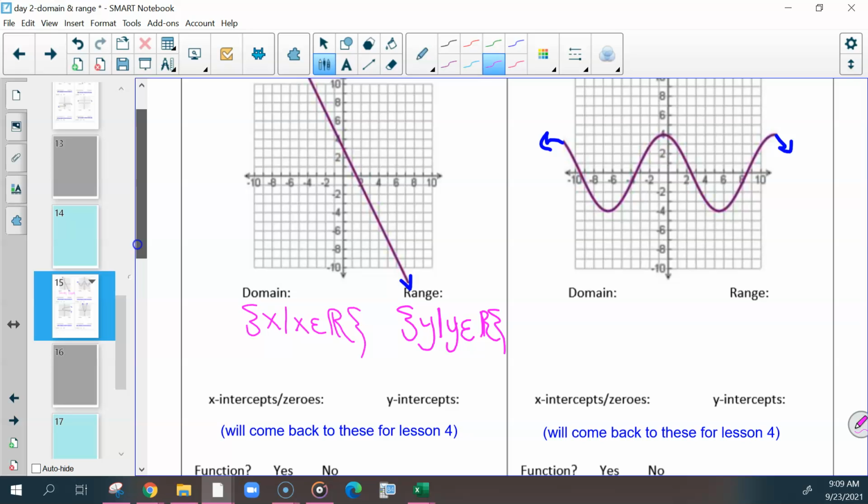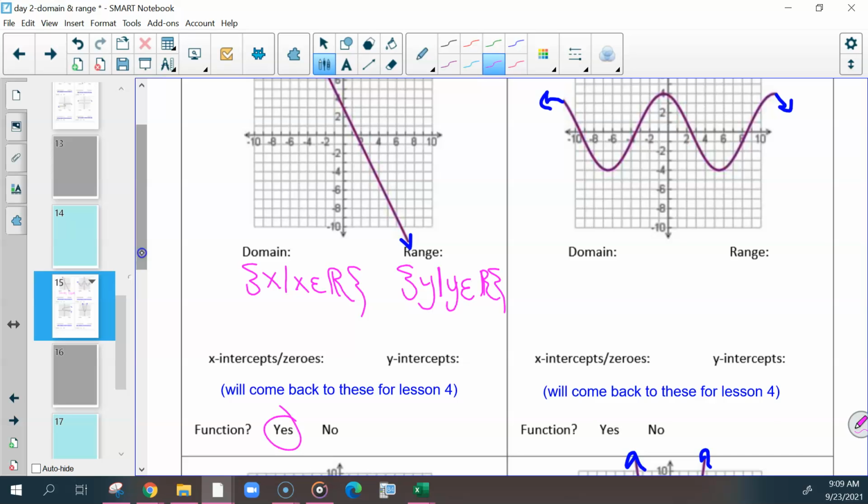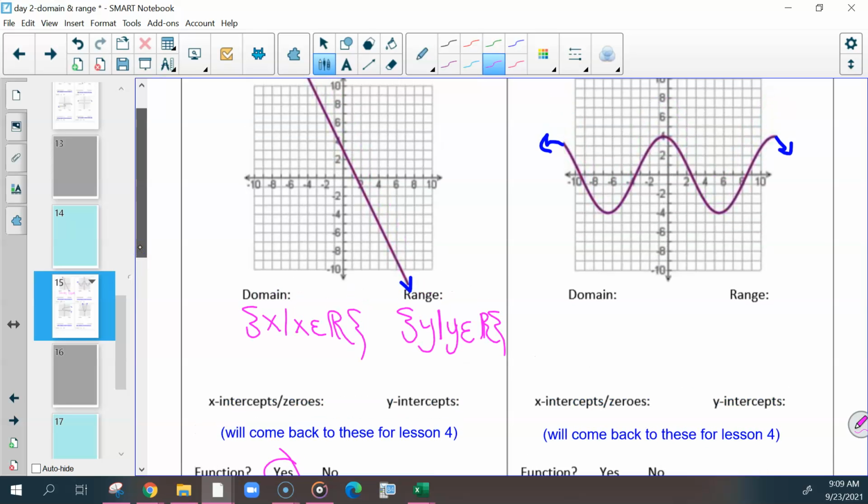So before, like I said, it's really easy to see that this keeps going up and keeps going down. You kind of have to visualize that it's going to keep going up and slightly left and down and slightly right. Would this be a function? Yes. I could draw in vertical lines that would not touch at more than one place. The x-intercepts or zeros and y-intercepts will come back to that. It says less than 4, but that's not correct. It'll be in another unit. But we'll come back to these, so hold on to these notes.